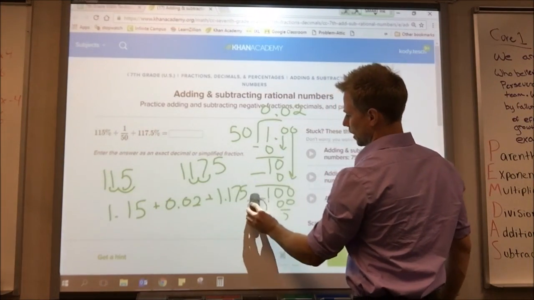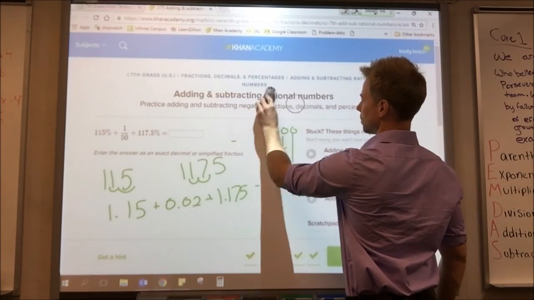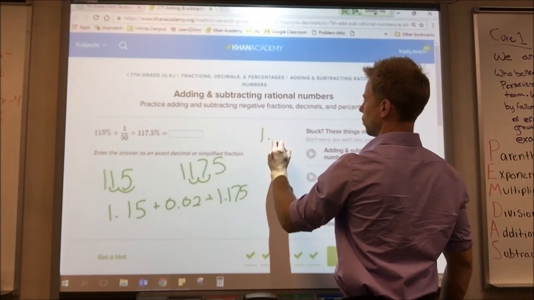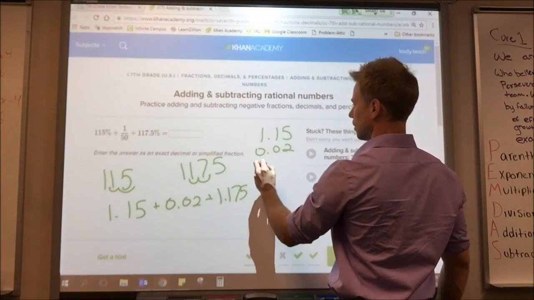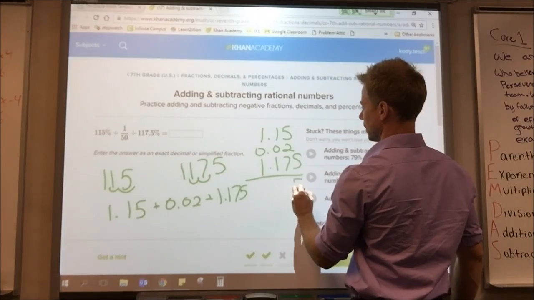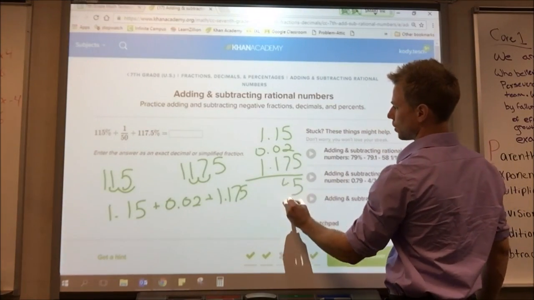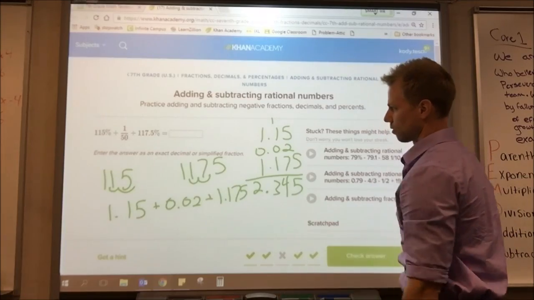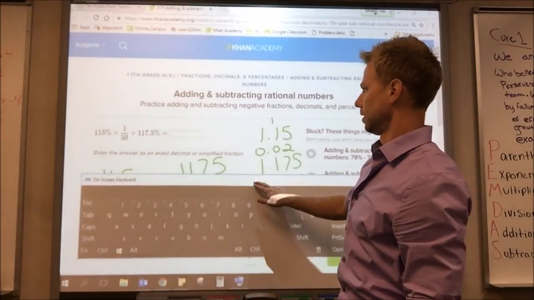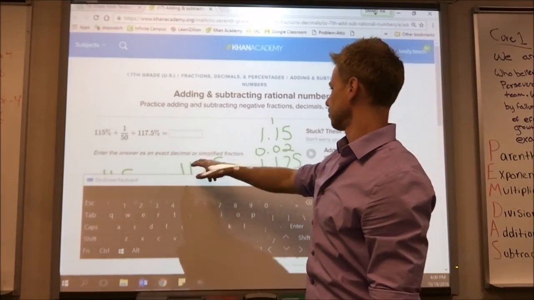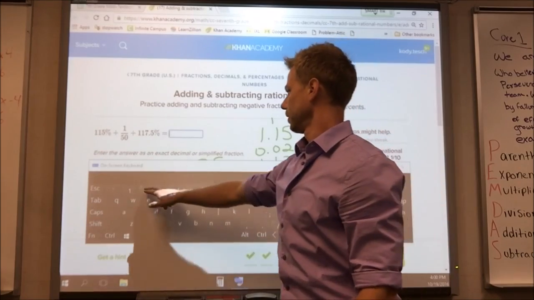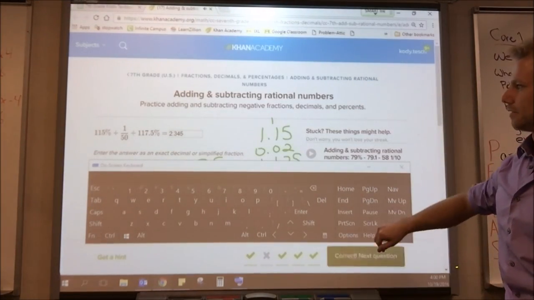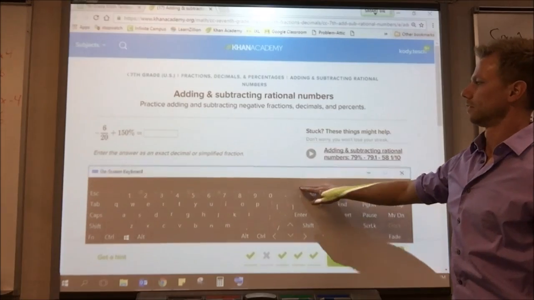To add those together, I'm going to line up my decimals, and then I can add. So I have 1.15, 0.02, 1.175. I get 5, 7 plus 2 plus 5 is 14. 1, 2, 3. 1 and 1 makes 2. So I get 2.345. It says enter the answer as an exact decimal or simplified fraction. We get 2.345. Kind of cool how it goes right in order like that. 2, 3, 4, 5.